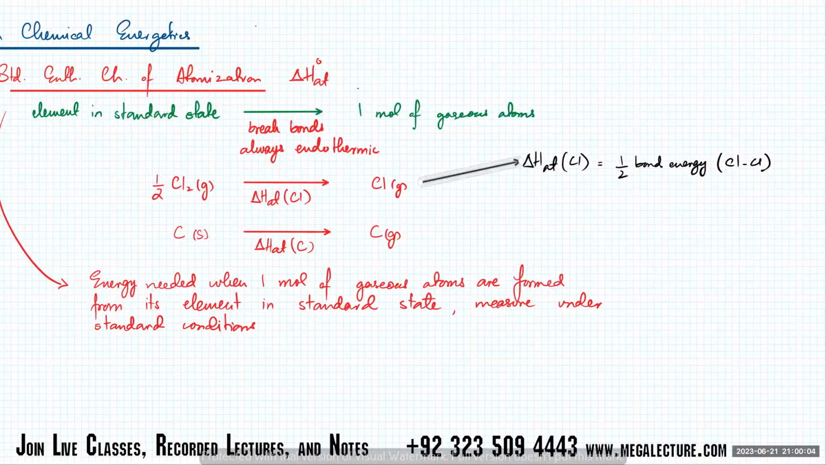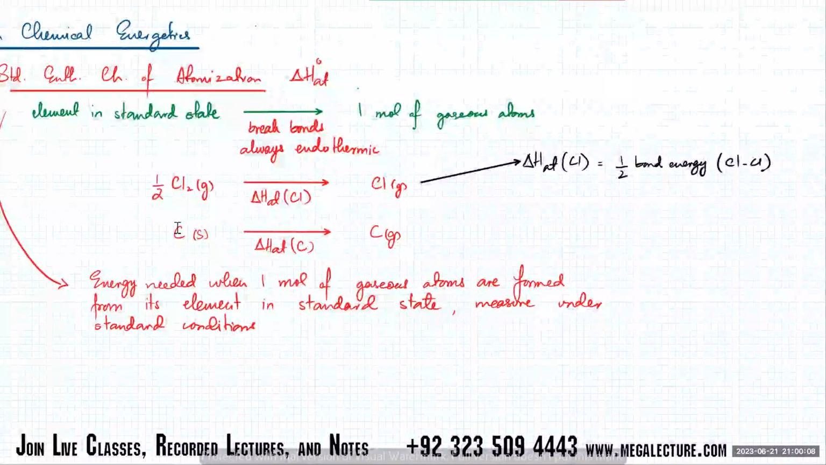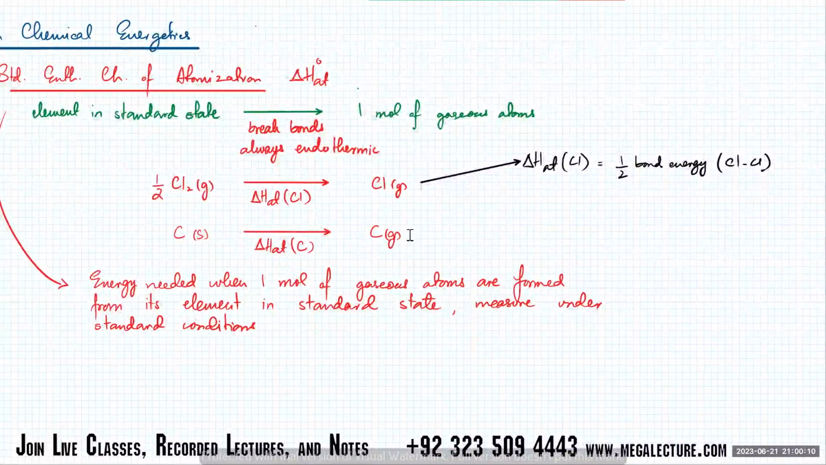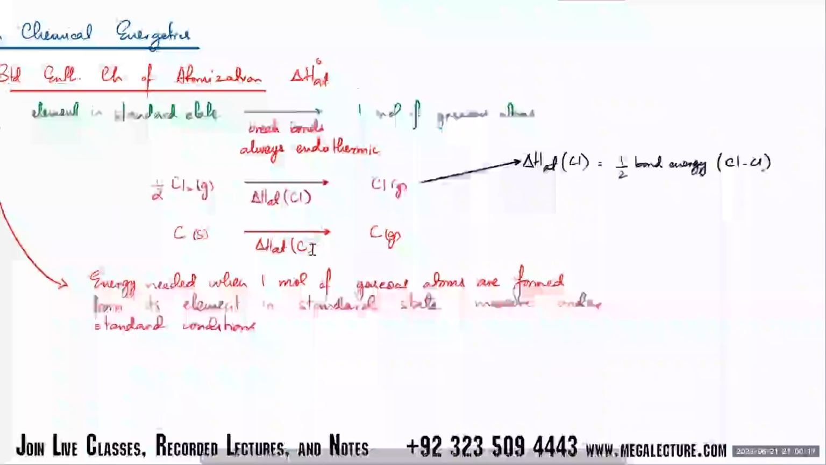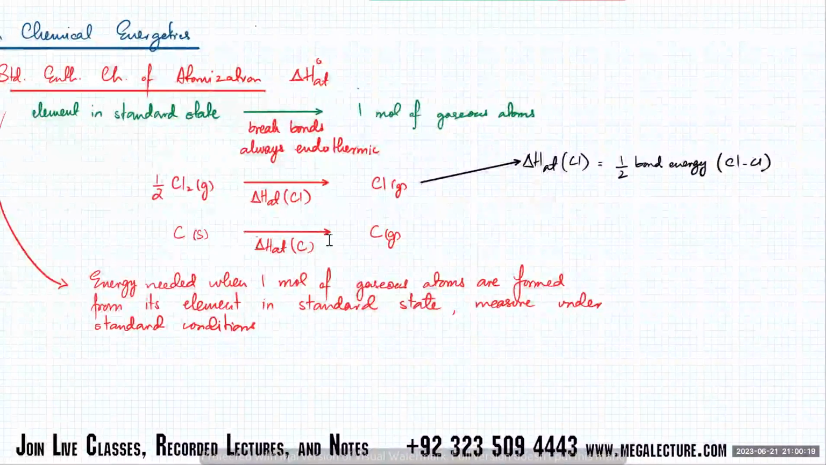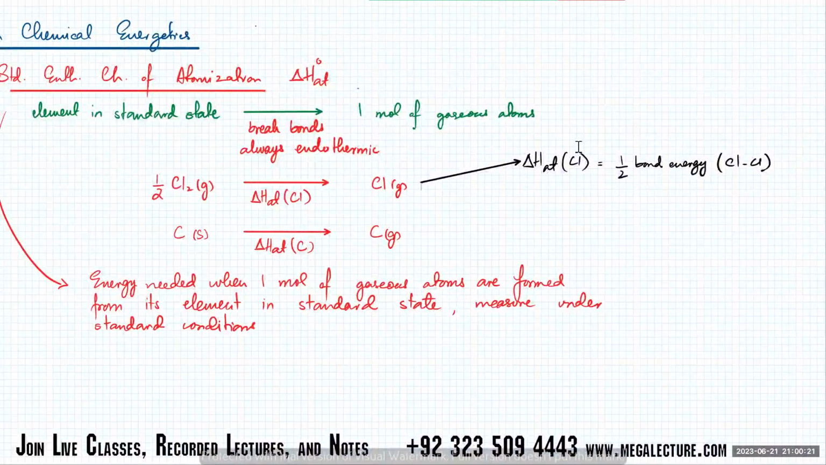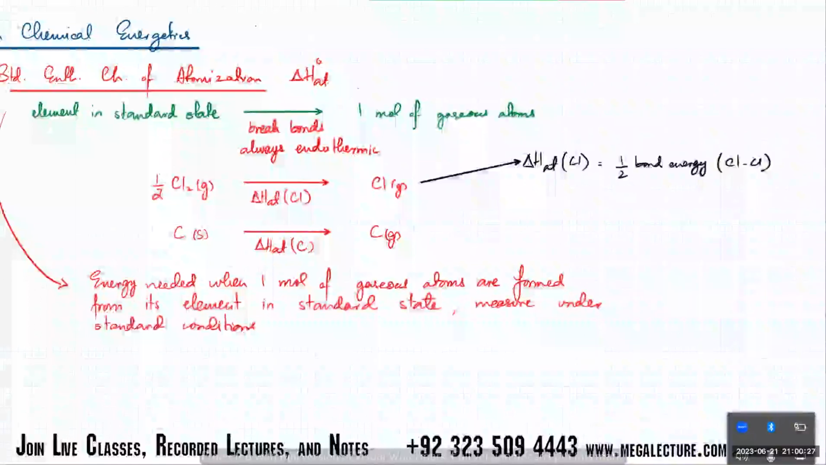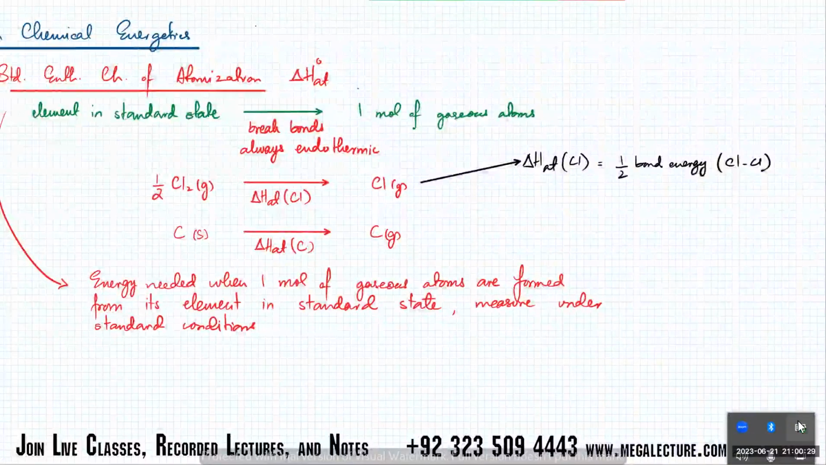But can I use bond energy for this one? If I've got graphite and I want to form 1 mole of gaseous carbon atoms, will the enthalpy of atomization of carbon be, can I use bond energies in this case? As in the earlier one, I did use bond energies, but over here, can I use bond energies? Is that possible? I don't think so, sir, because it's not a gaseous molecule.